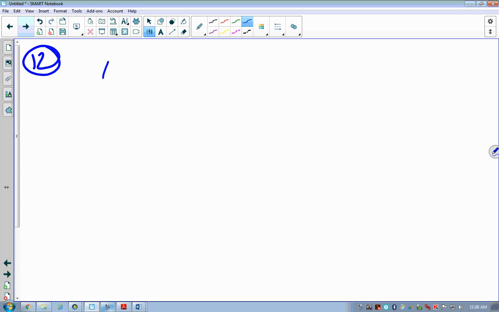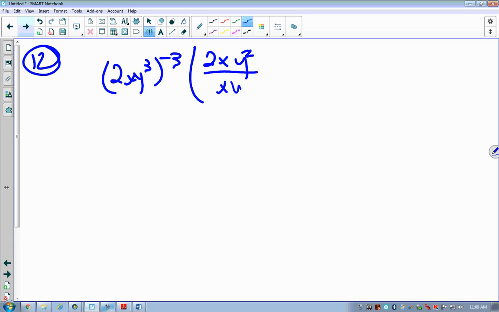Number 12: 2xy cubed to the negative third times 2xy squared over xy squared. Let's see. This is going to give me, let's do this, because this is all over negative 3, right? We're going to drop everything below the division bar. Does that make sense?